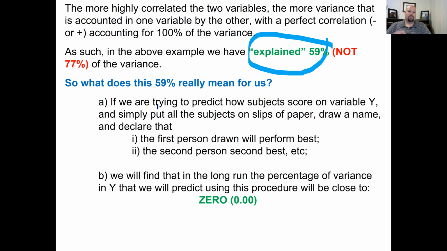It means if we're trying to predict how subjects score on variable Y, and we simply put all the subjects on slips of paper, draw a name, and declare that the person who is drawn will perform the best, and so on, we're going to find that we're wrong every single time, right? In the long run, we're going to be wrong, but we can figure out how much of that variability we can predict by looking at that relationship.